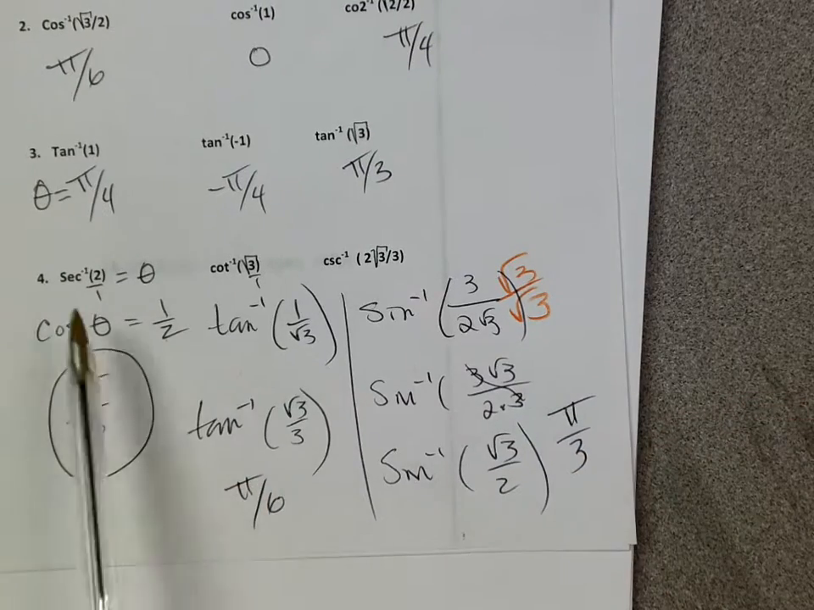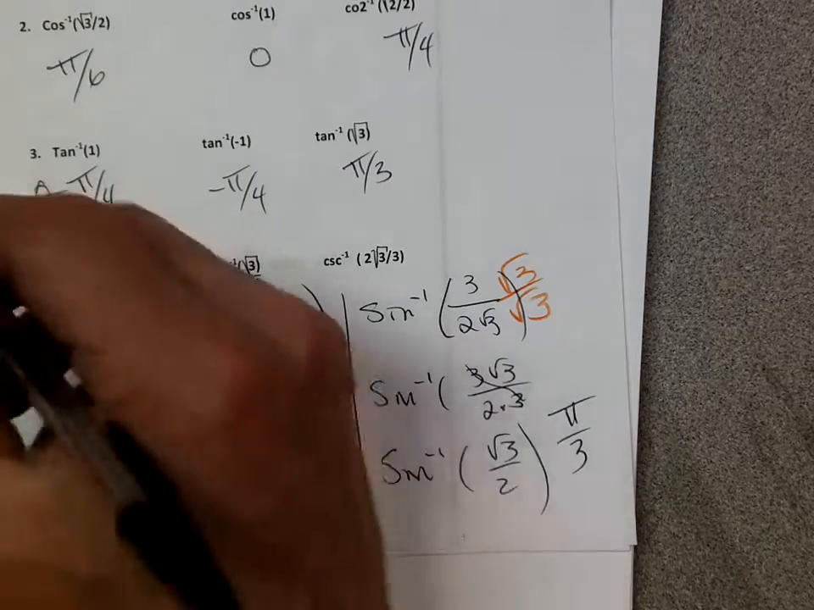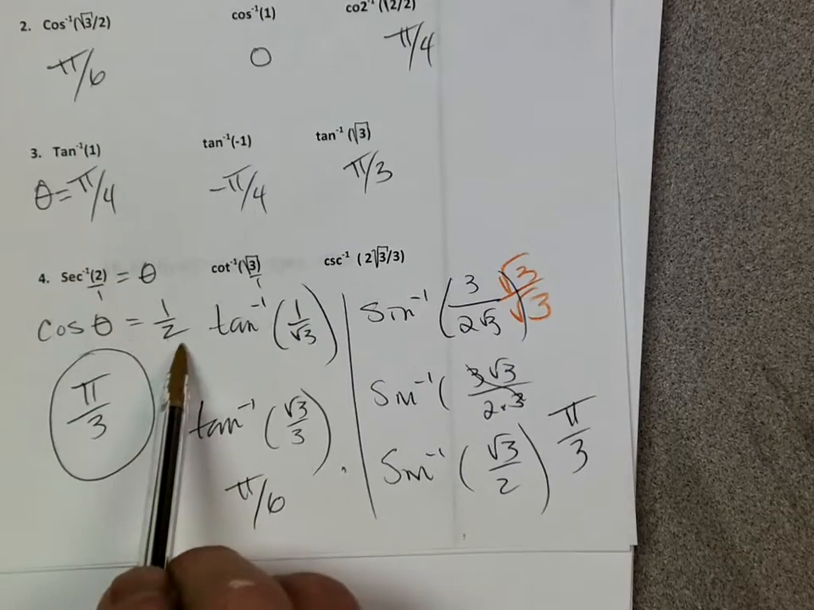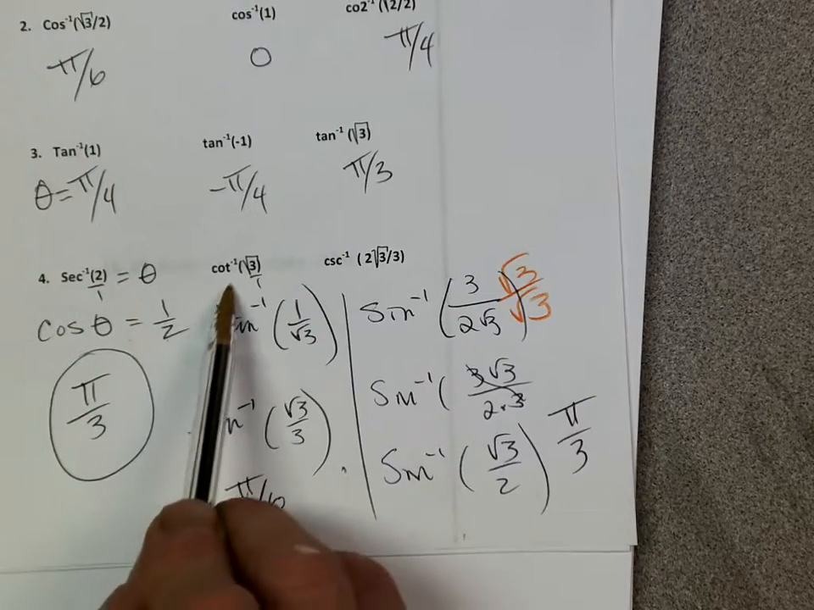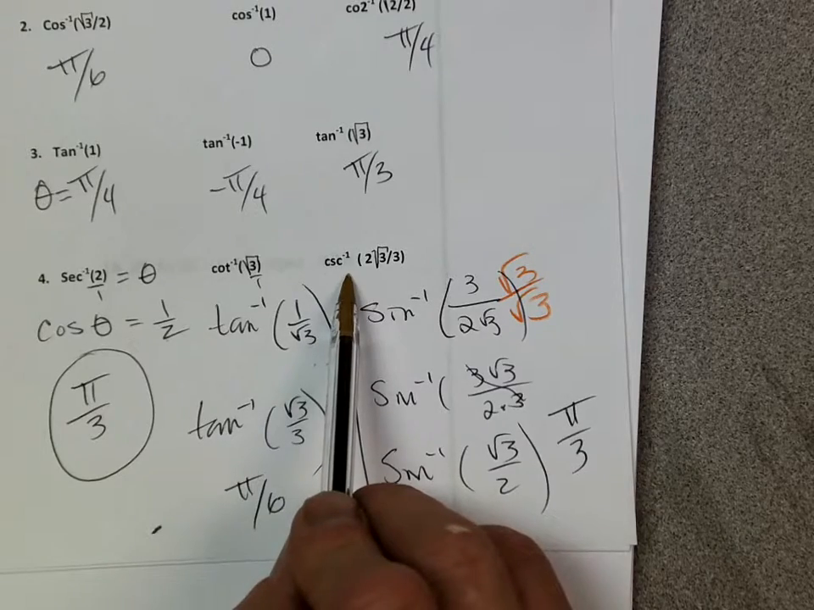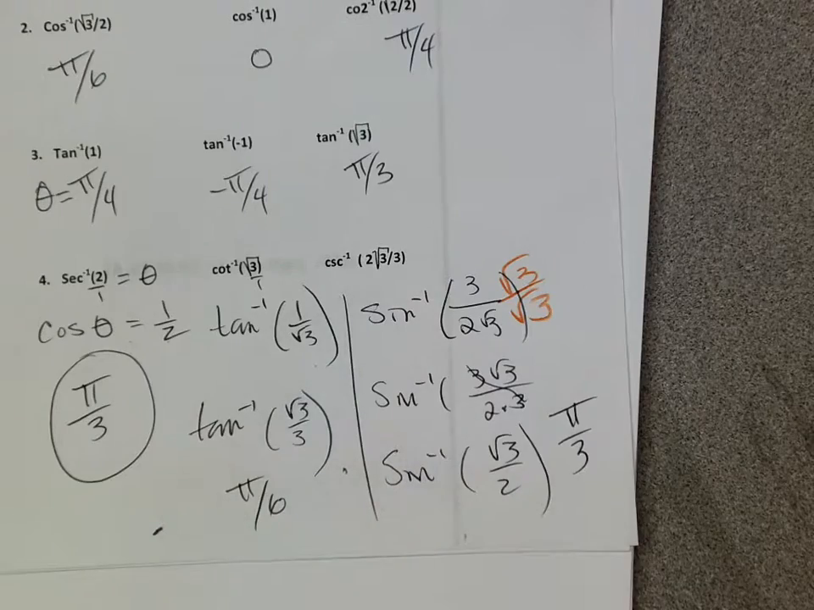So to do the cofunctions, we know secant's 1 over cosine, right? So I changed it to 1 over 2. Cotangent's 1 over tangent, so I made it 1 over that. Cosecant's 1 over sine, so I flipped it, 1 over that flips, okay? Alright, turn the page.